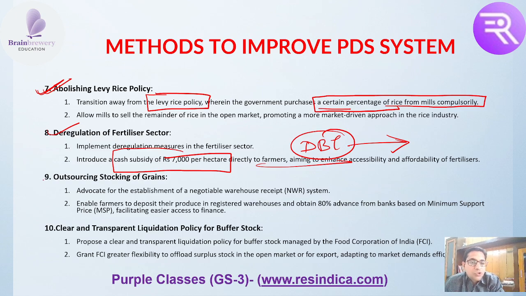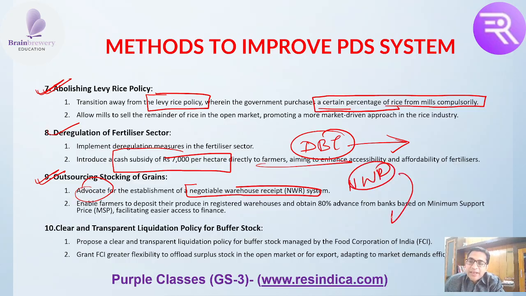Then outsourcing stocking of grain. There is advocacy of the negotiable warehouse receipt. Here the farmer will come and deposit their product, and they will get the negotiable warehouse receipt, and this warehouse receipt they can utilize to get loans. They can easily get the finance.